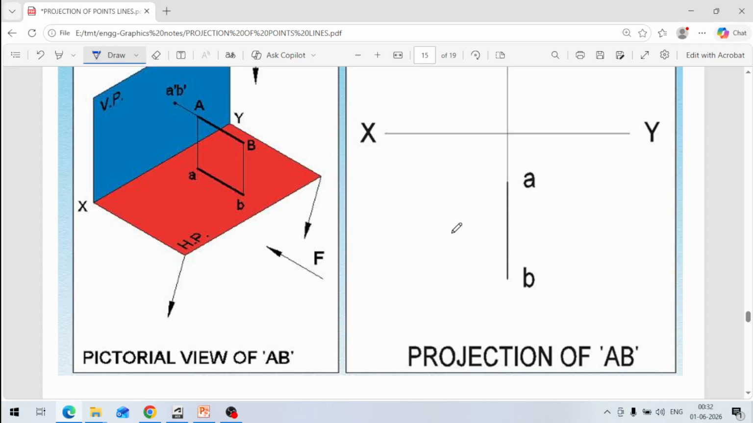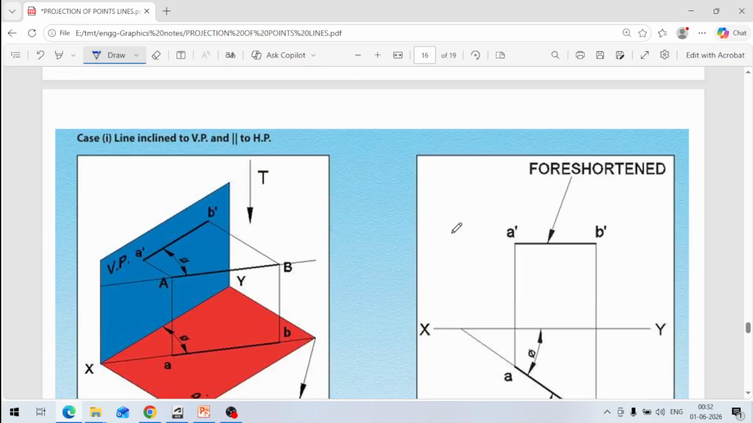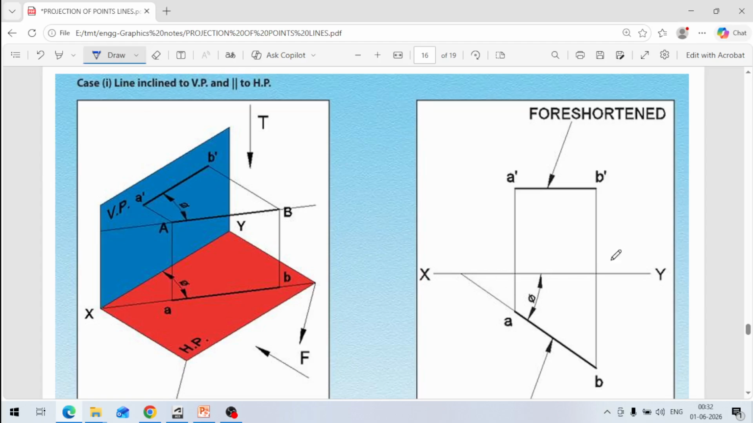Then the next case is a line inclined to the vertical plane and parallel to the horizontal plane. Now the line is inclined to the vertical plane. This is the vertical plane and this line AB is inclined at an angle phi from the vertical plane, and it is parallel to the horizontal plane. So what will happen now?